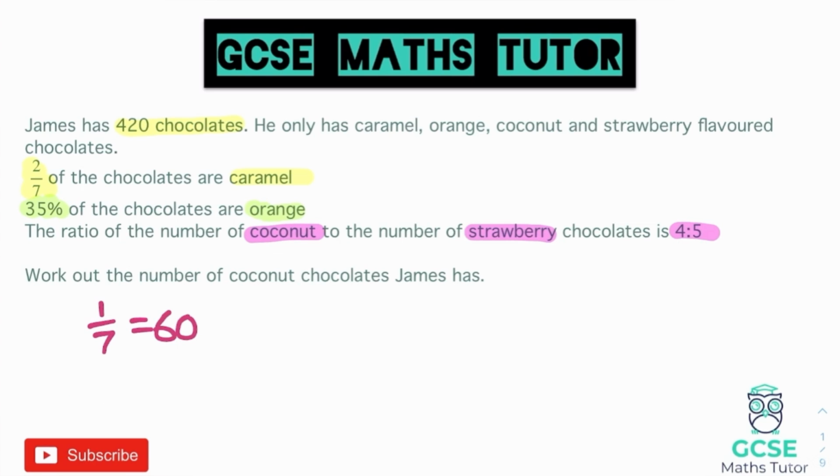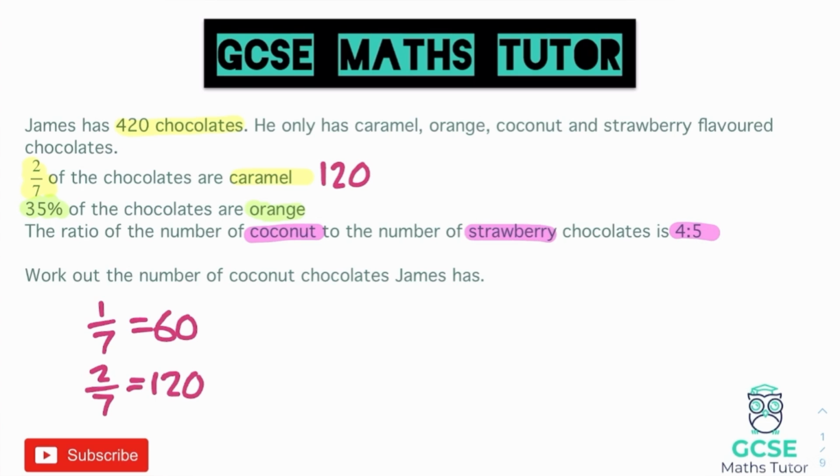Now we want 2/7, so we'll double that. So 2/7 would be 120. And then we've got our first piece of information: there are 120 caramel chocolates. Now we can move on to the chocolates that are orange.